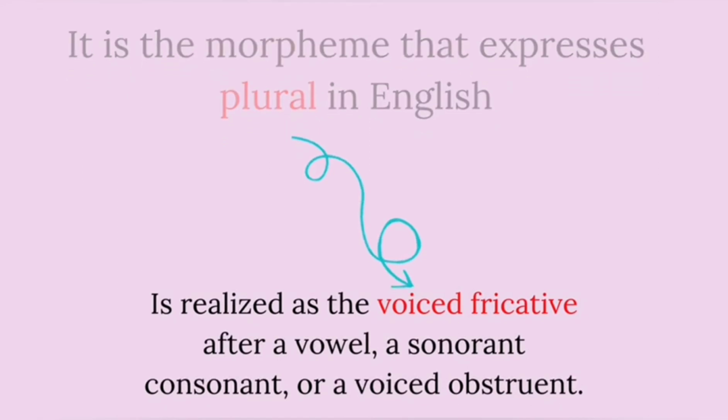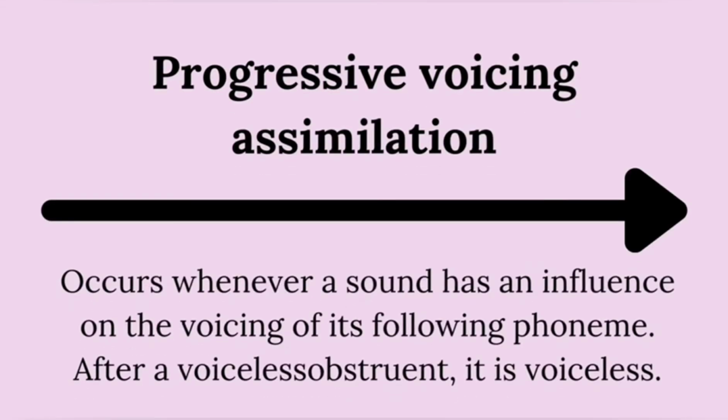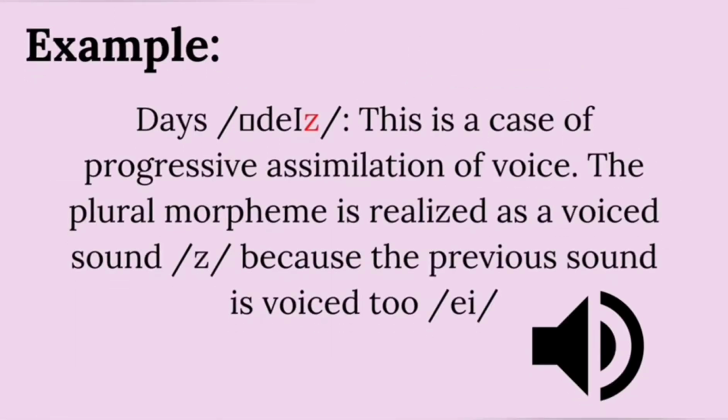Progressive voicing assimilation. This one occurs whenever a sound has an influence on the voicing of its following phoneme. After a voiceless obstruent, it is voiceless. For example, days. This is a case of a progressive assimilation of voice. The plural morpheme is realized as a voiced sound z because the previous sound is voiced.